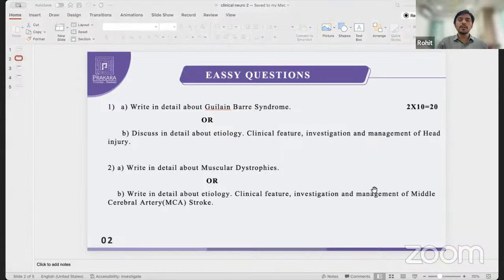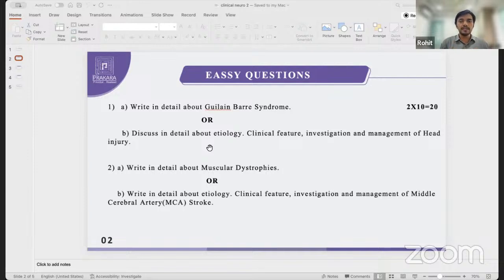So, as we all know, Guillain-Barré syndrome is an acute peripheral neuropathy. It's an immune-mediated acute polyradiculopathy. Guillain-Barré syndrome is a heterogeneous group of immune-mediated conditions with an incidence of around 1 to 2 per 1 lakh in a year. There are many variants of Guillain-Barré syndrome. Once we define it, we need to describe the variants.